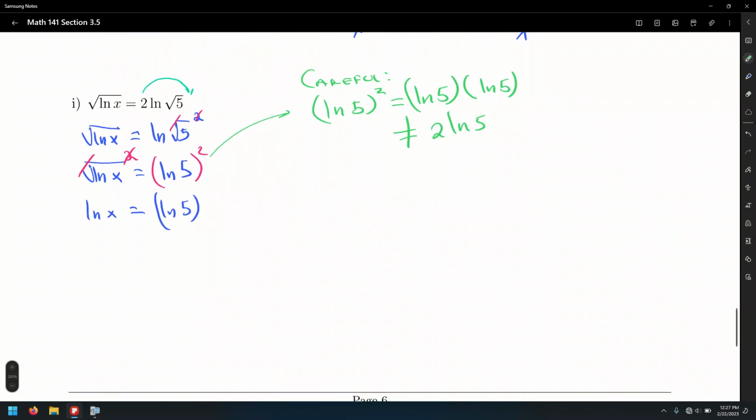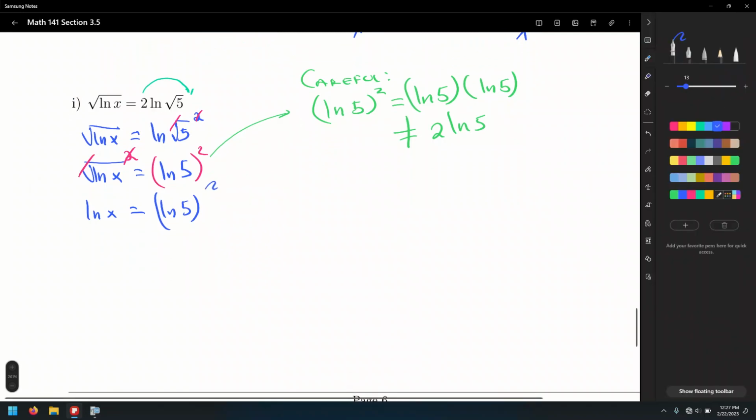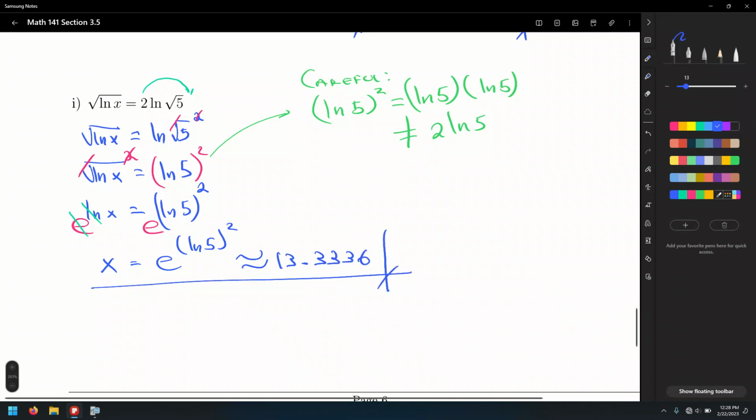And from here, I guess we can exponentiate both sides by, in this case, the base of the logarithm, since it's an ln, base e. Now let's cancel e with ln, and x equals e to the ln of 5 to the second power. So that's the exact result. Of course, as usual, we want to express this result using 4 decimal places, and this is approximately 13.3336. All right.